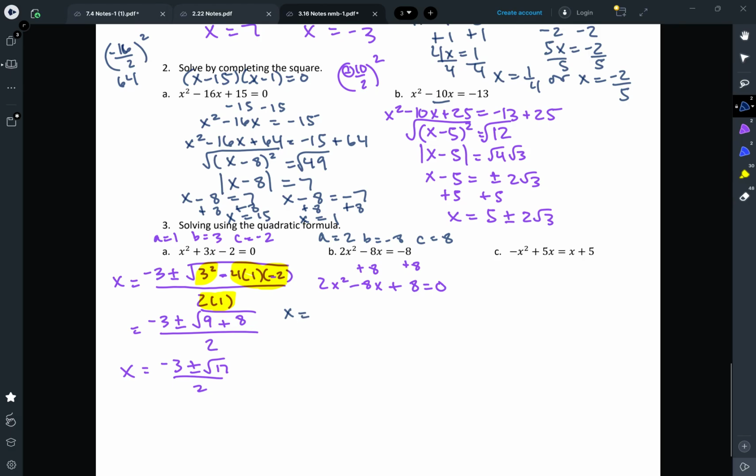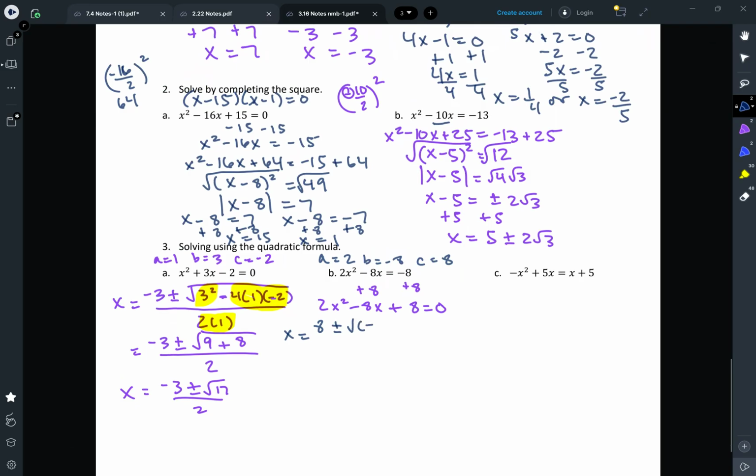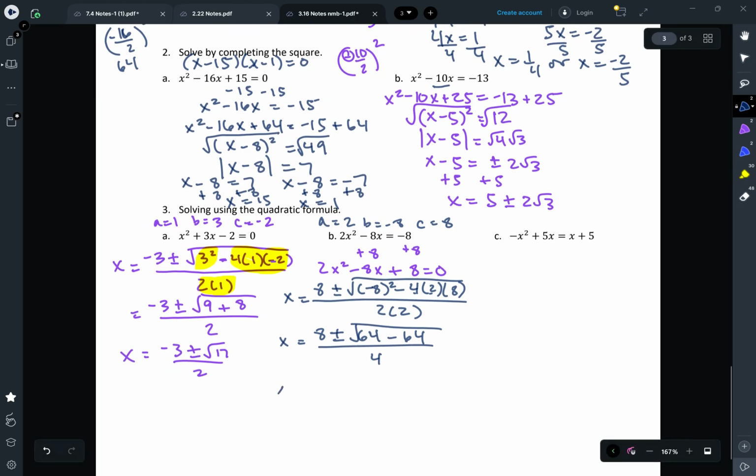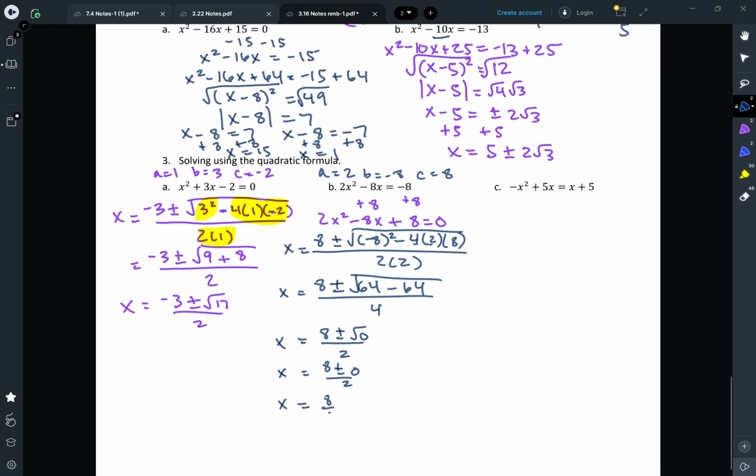So x equals 8, because I'm taking that negative 8, making it positive, plus or minus the square root of negative 8 squared minus 4 times 2 times 8, all over 2 times 2. So this is 8 plus or minus the square root of 64 minus 4 times 2 times 8, which is also 64. So 64 minus 64 is 0. 8 plus or minus the square root of 0 is just 8 plus or minus 0, which is just 8 divided by 2. So 8 divided by 2 means my only answer here is going to be 4.